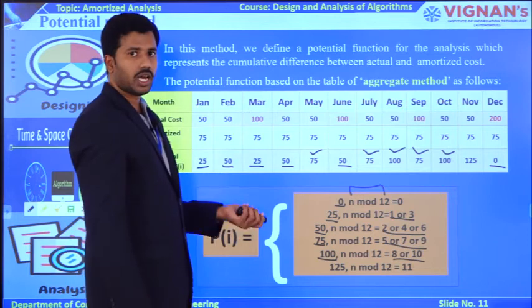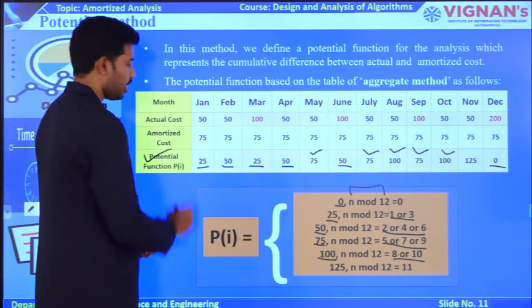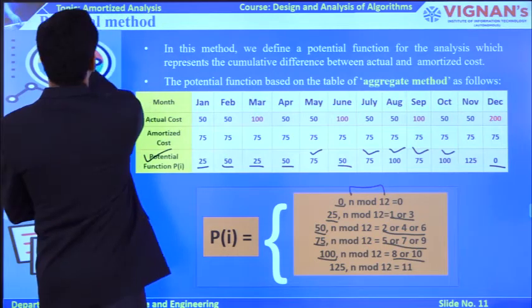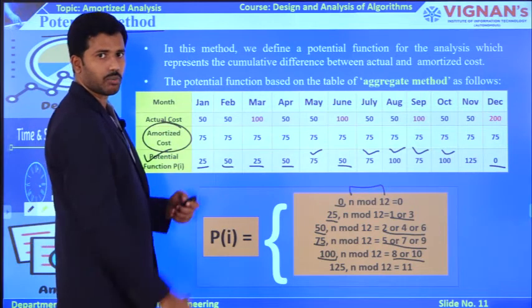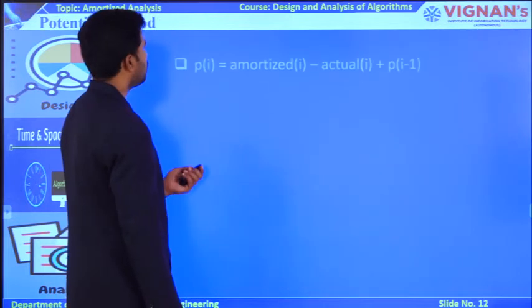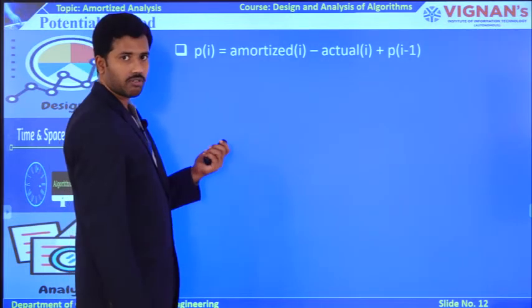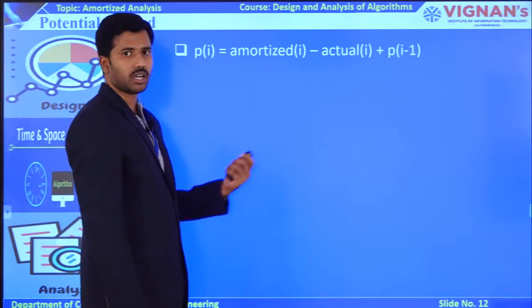Why? Because in the aggregate method you are finding the potential function, right? But in the potential method you are finding the amortized cost. It's simply a reverse approach. Okay. Now let us observe how it is going to happen. So this is my potential function formula. In the potential method I am going to find the amortized cost.